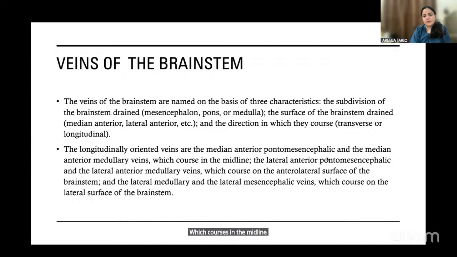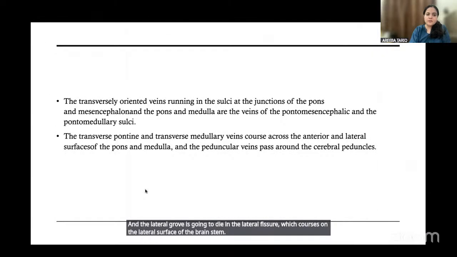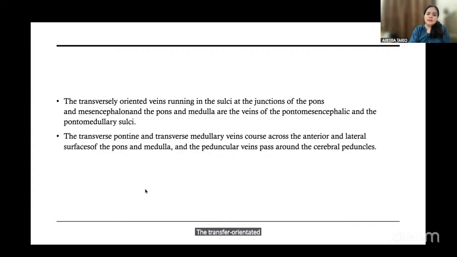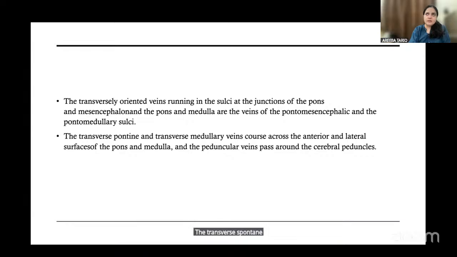The anterolateral group runs on the anterolateral surface, and the lateral group runs in the lateral fissure, which courses on the lateral surface of the brainstem. The transversely oriented veins running in the sulci at the junction of the pons and mesencephalon and the pons and medulla are the veins of the pontomesencephalic and pontomedullary sulcus respectively. The transverse pontine vein, as the name suggests, runs transversely on the pons, and the transverse medullary vein runs transversely on the medulla oblongata. They run across the anterolateral surface of the pons and medulla.